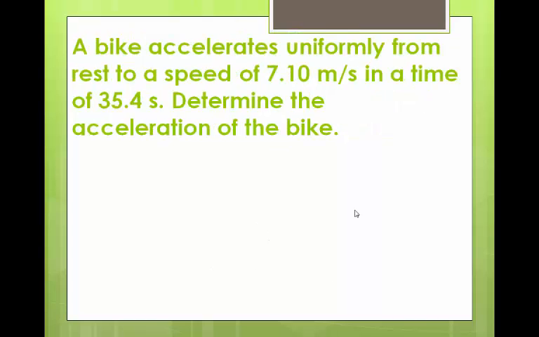Here's another one. Bike accelerates uniformly from a rest to a speed of 7.1 meters per second in a time of 35.4 seconds. Determine the acceleration of the bike. So we don't know the initial speed, except it says here from rest. So initial speed from rest would be 0. So if we go from rest to 7.1 and we set it up with our equation, it'll be 7.1 minus 0 because we finished at 7.1 meters per second, divided by 35.4 seconds, and you get 0.2 meters per second or meters per second squared.